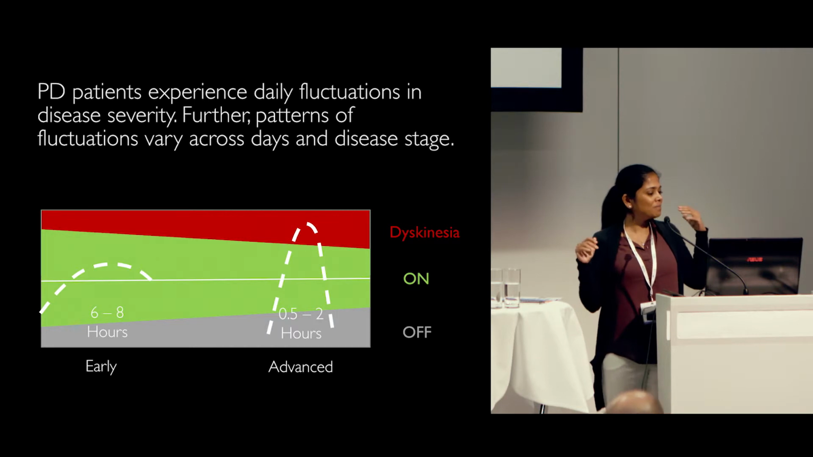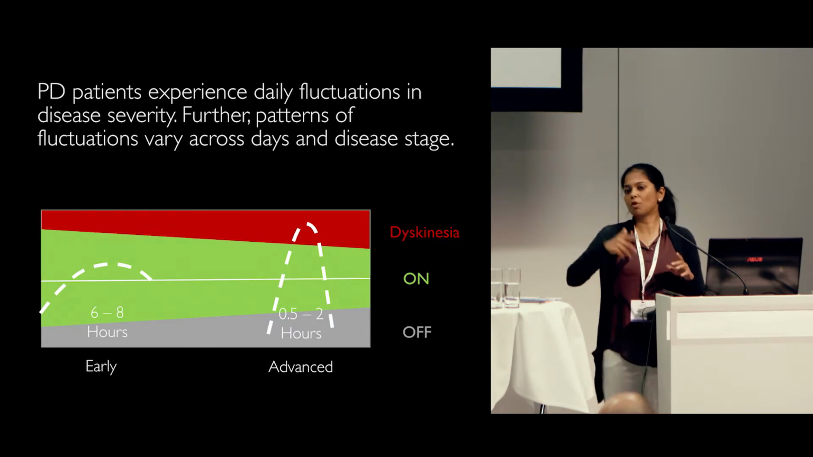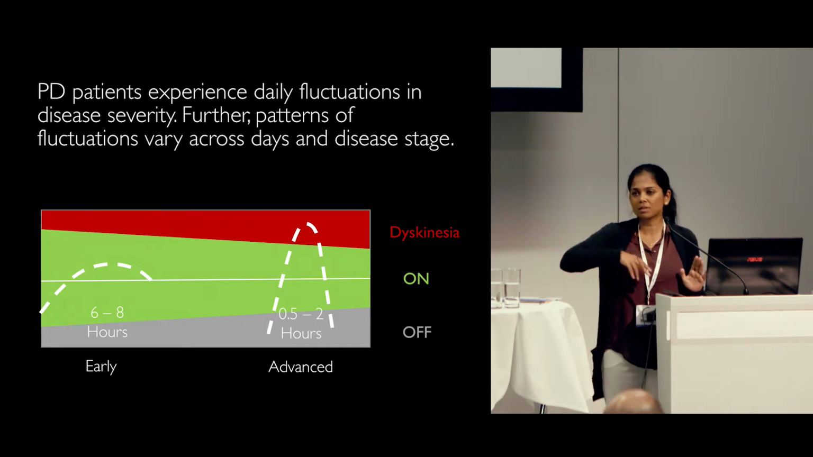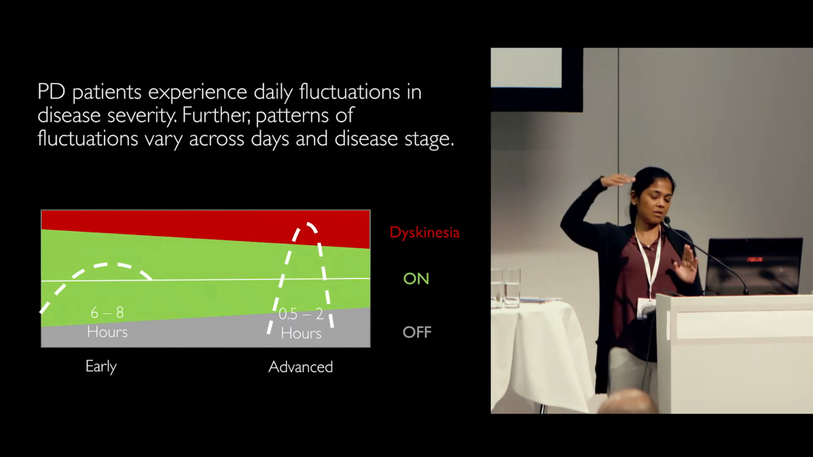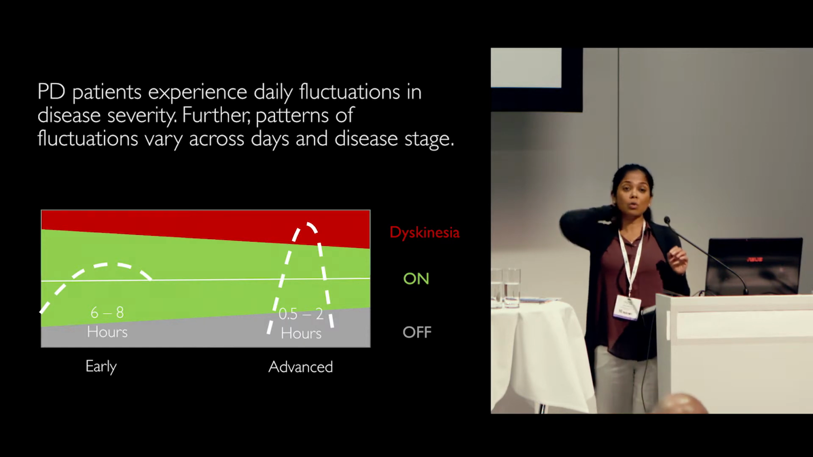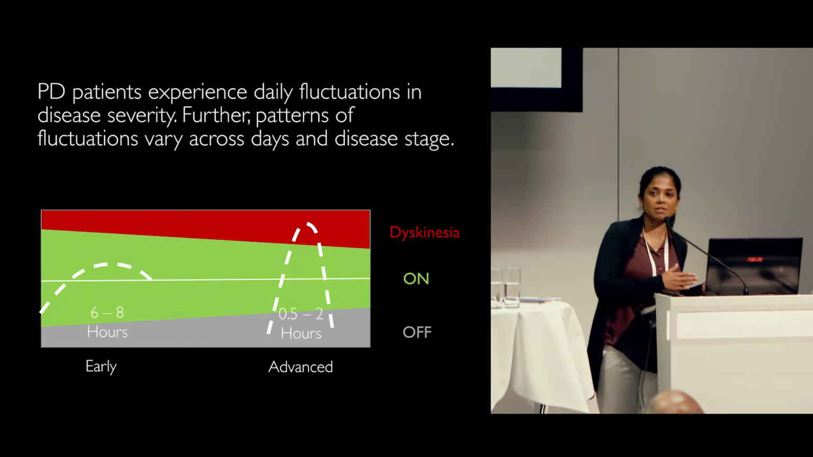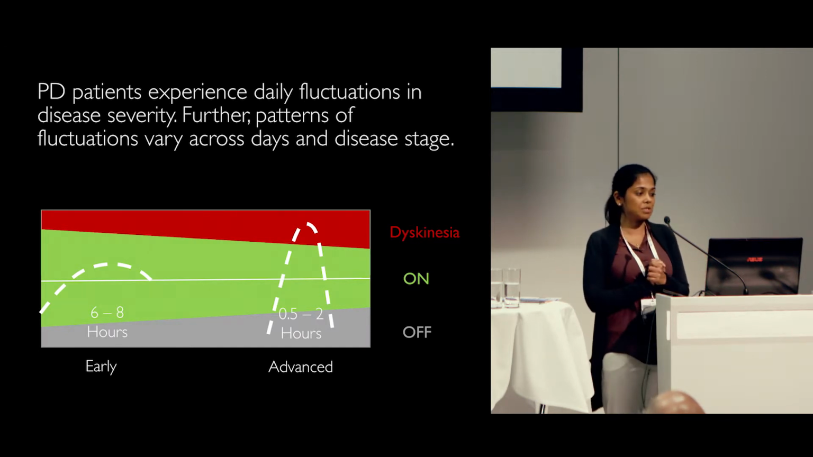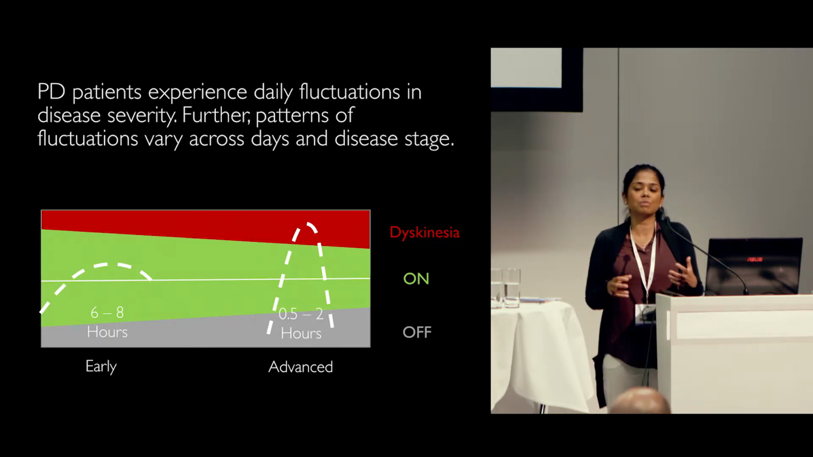So PD patients experience daily fluctuations in disease severity, right? Within the course of a day alone, symptomology ebbs and flows several times. How the variation takes place also depends on the stage, whether you're an early stage or a late stage PD patient, and it also varies across patients. And this principally drives your treatment strategy, how much dose to give them at what time.